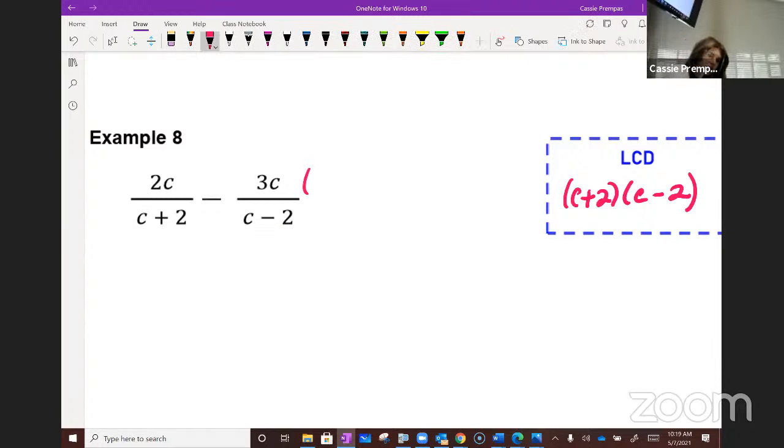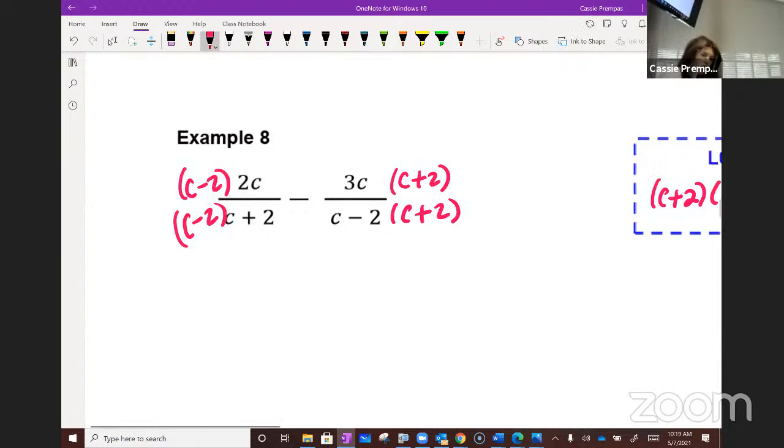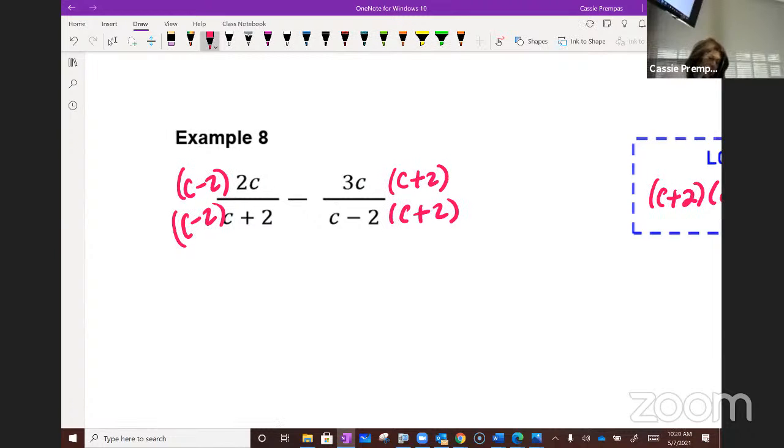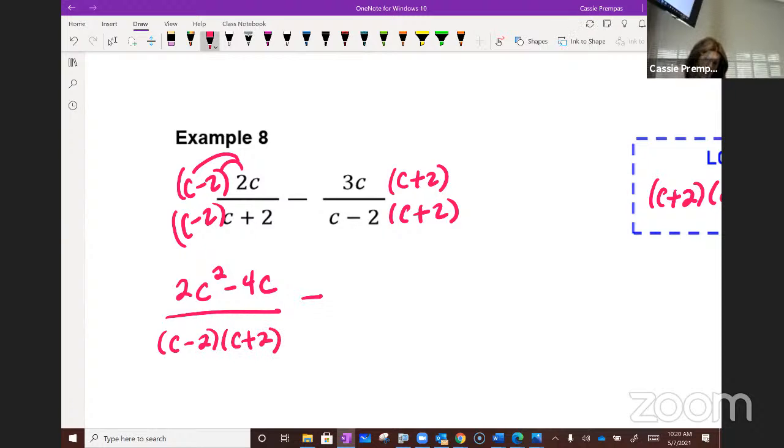Now, I'm going to multiply this fraction on the right by c plus 2 over c plus 2. I'm going to multiply the fraction on the left by c minus 2 over c minus 2. I need to be super careful with my distributive property. Distribute the 2c, and that gives me 2c squared minus 4c over c minus 2, c plus 2. Minus, I need to distribute this 3c into 3c squared plus 6c all over c minus 2, c plus 2.